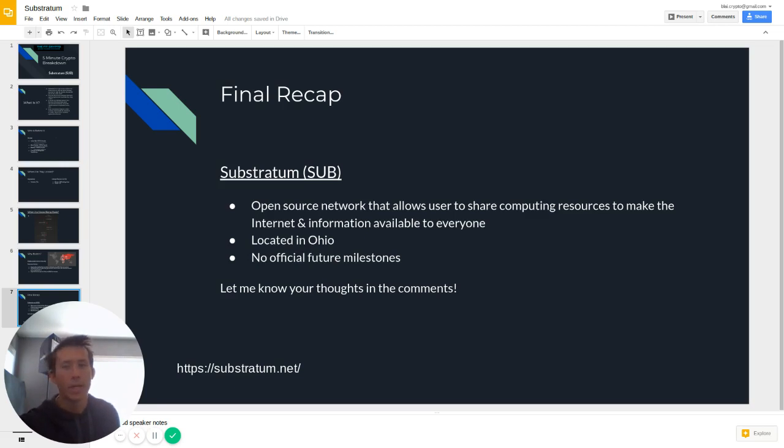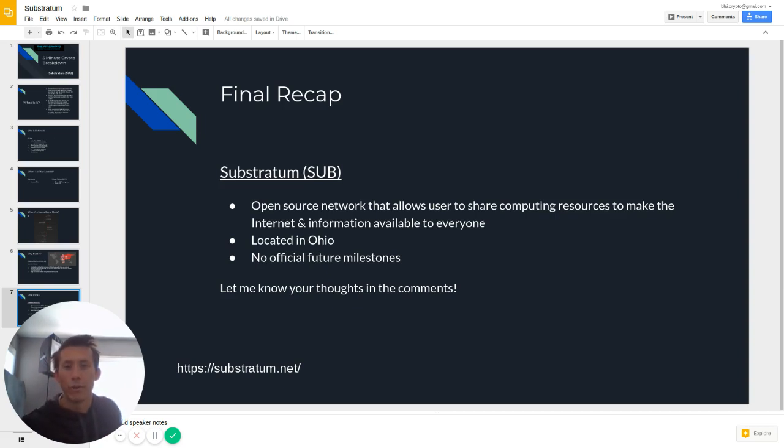So final recap, Substratum, open source network that allows users to share computing resources to make the internet and information available to everyone. They're located in Ohio, United States, and they have no future milestones listed. They're in their testing phases right now, and the progress is going to be dependent upon how their testing goes. So let me know in the comments down below what you guys think of Substratum.